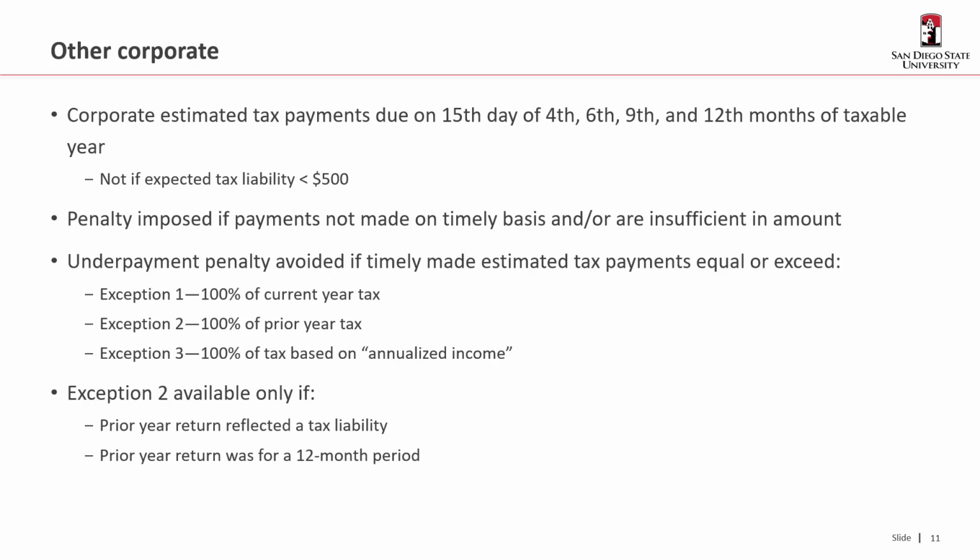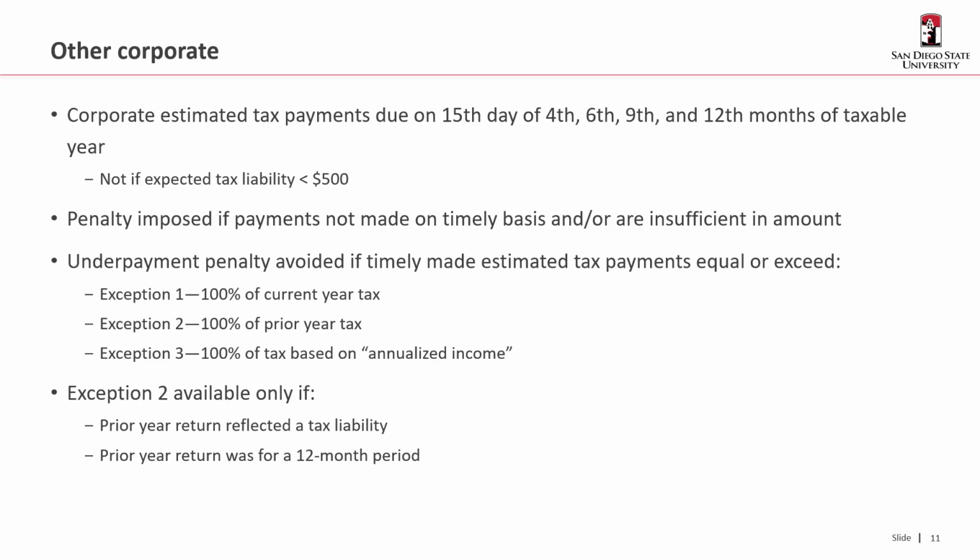Okay. So corporate estimated tax payments. Like all taxpayers, individuals as well, you're not really allowed to pay your taxes on the date you do your tax filing. Instead, you're supposed to make estimated payments during the year. For corporations, you make estimated payments during the year because there's no withholding system for corporations. So they're due on the 15th day of the 4th, 6th, 9th, and 12th months of the taxable year. So again, if you're a calendar year corporation, April, June, September, and December.